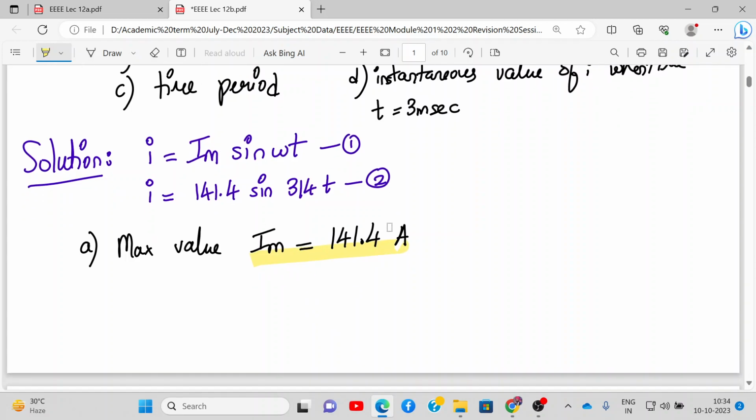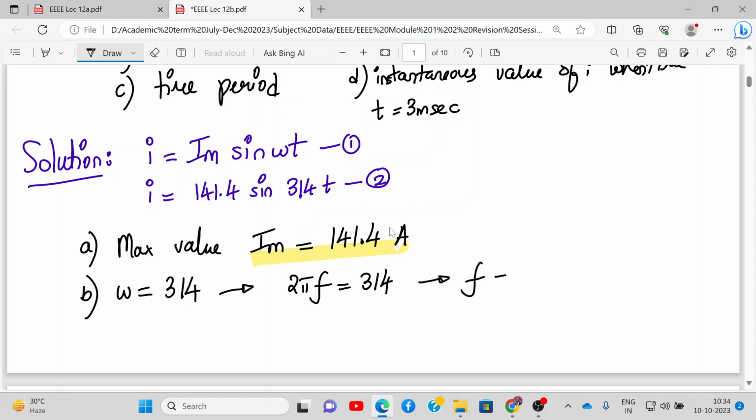Okay. Next, we can calculate the frequency. So basically omega is given as, if we compare equation number 1 and 2, omega is 314. And what is omega given by? 2 pi f. 2 pi f is 314. So frequency will be 314 divided by 2 pi. And this will come out to be 50 hertz. So the frequency is 50 hertz.